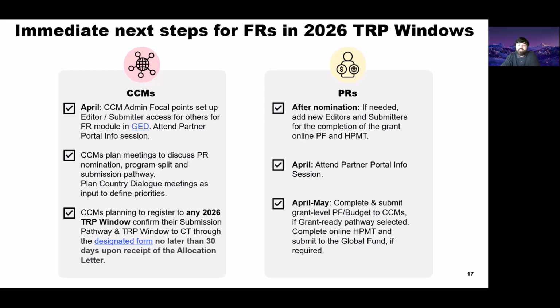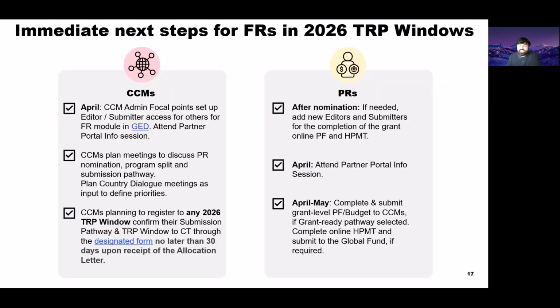For PRs that are involved in a grant-ready funding request, after the PRs have been nominated, if it's needed, they will need to add new editors and submitters for the completion of the online PF that will be available for them, grant level PF, as well as the HPMT in certain cases. And then finally, PRs will complete and submit their grant level PF and their budget and share it with the CCMs. And then once the CCMs have received this, they will then be able to submit their funding request package like normal.